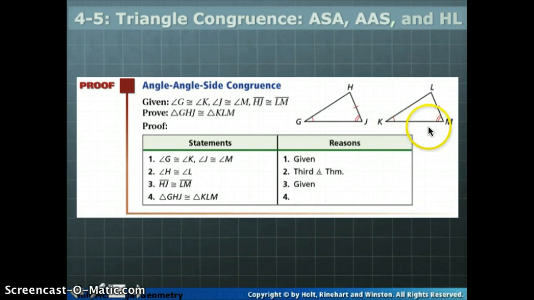I have two angles and I have two sides. Now I need to decide, is the side that I'm given included in the two angles or not? Well, I see that it is up here on the outside. It's not between the two angles, so I don't want S in the middle. So I'm going to call that angle side. That's the reason our triangles are congruent.